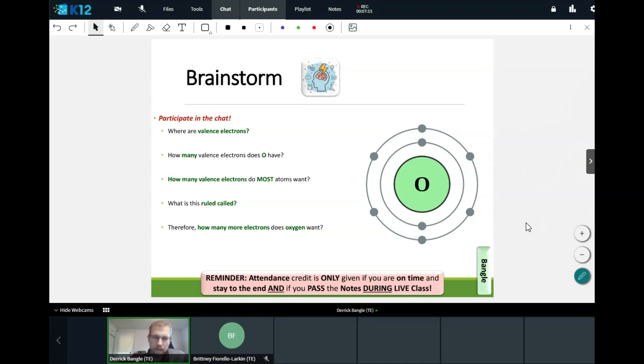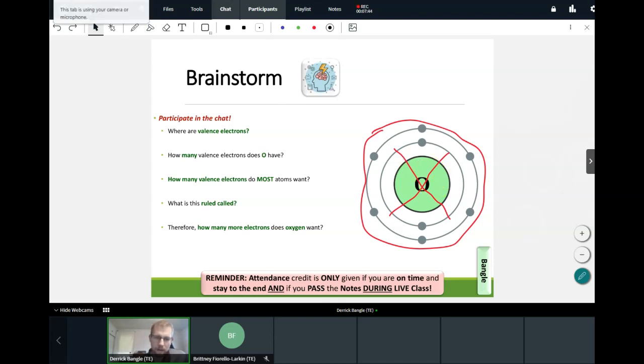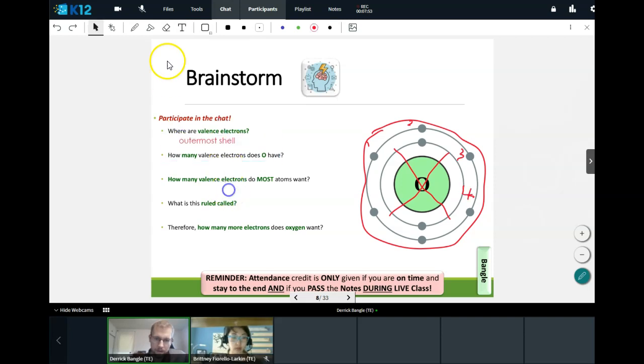So we're talking about this shell right here, the outermost shell. We're not talking about anything inside, we're just talking about the outermost shell. Now, how many valence electrons does oxygen have? Let's count them up. Look at the outermost shell that I circled, and let's count those dots. Very good, there's 6. So 1, 2, 3, 4, 5, 6.